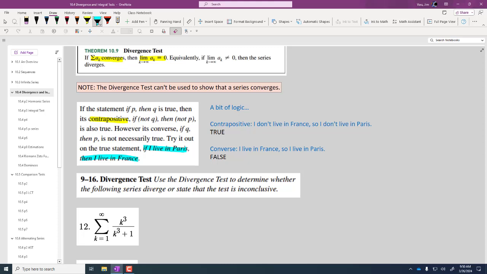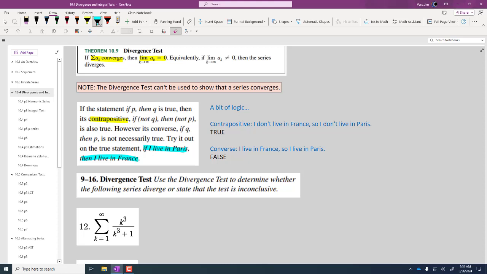But importantly for us, if the terms don't go to 0, then the series can't converge. Which means that we can just check, and we're done. It diverges because the terms don't go to 0. The series has to diverge. But you cannot show that a series converges with the divergence test. The divergence test can only say it diverges, the terms aren't going to 0. If the terms go to 0, then we say the divergence test is inconclusive. We have to do more analysis.